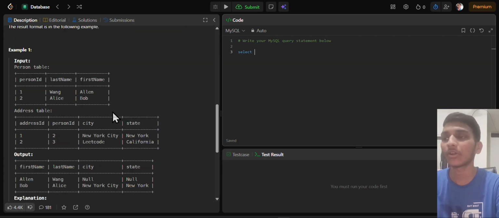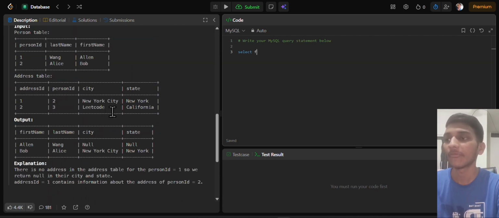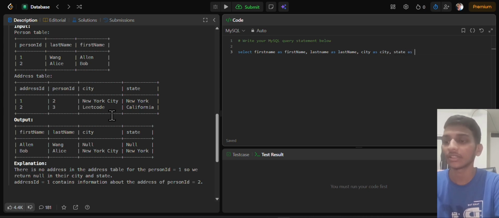So we will write select. What we have to give in output, first is first name as firstName. We have to write it in camel case, and after that last name as lastName in the camel case. After that city as city, and state as state.